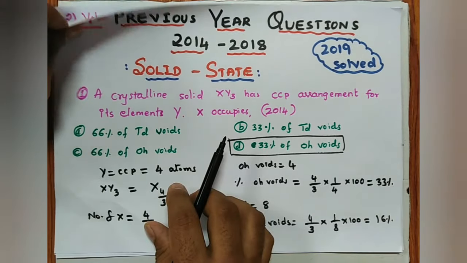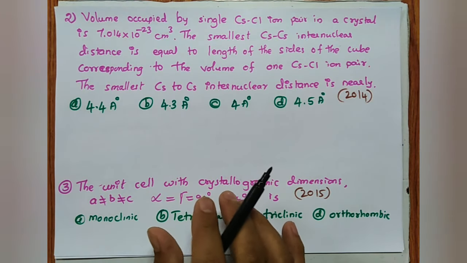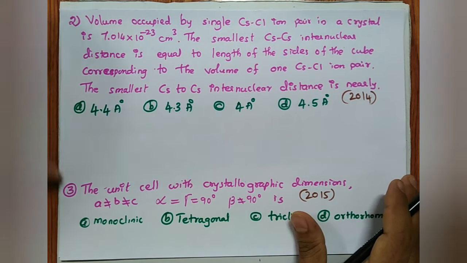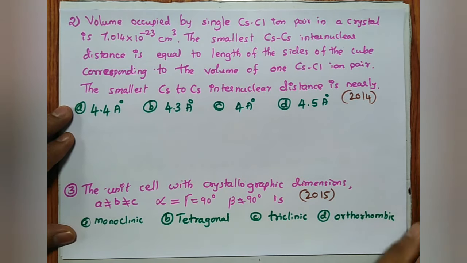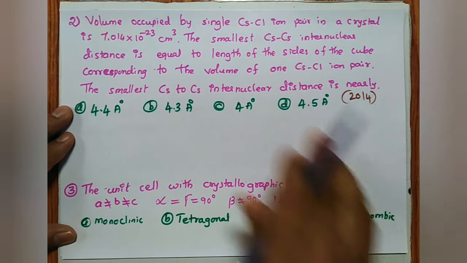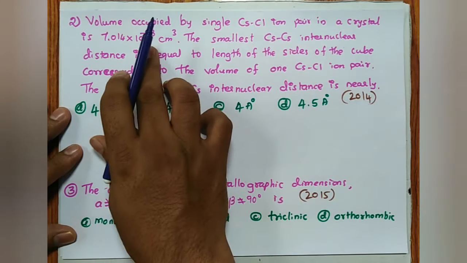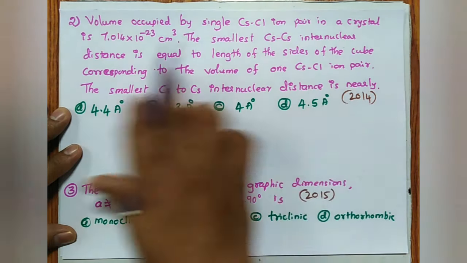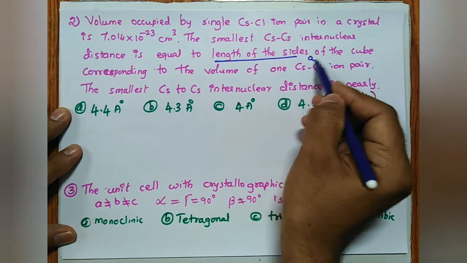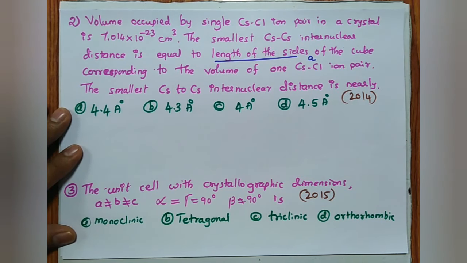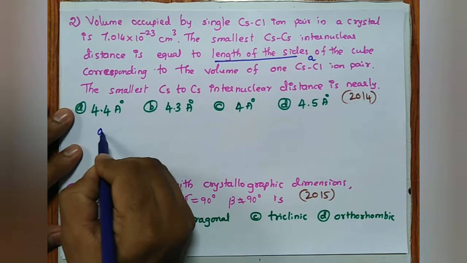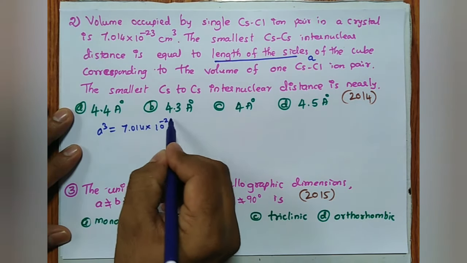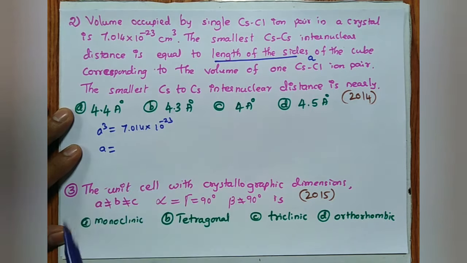Now we will move to the second question. The second question, if you remember, I have already solved in the Super 10 question series of solid state. Let me explain once again. The volume occupied by a single CsCl ion pair is given. The smallest Cs-Cl internuclear distance is equal to the length of the side. Length of the side means what? A. That you have to remember. Hence, A cube is given as 7.014 into 10 to the power minus 23. So you have to calculate A.